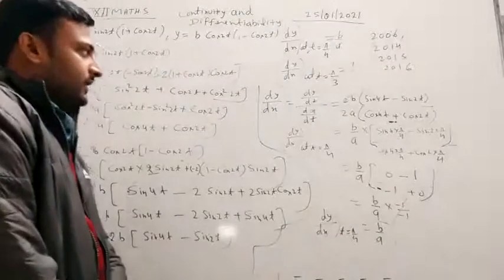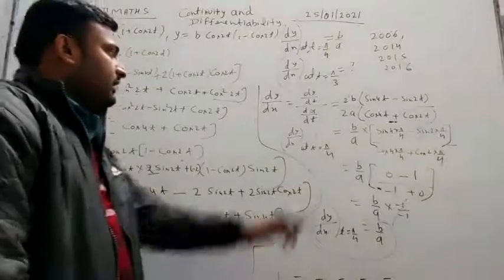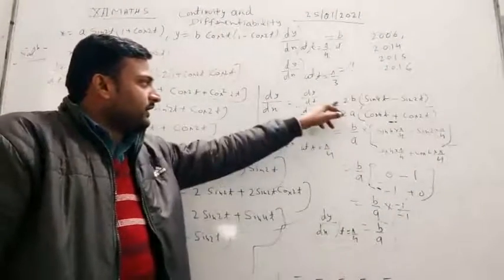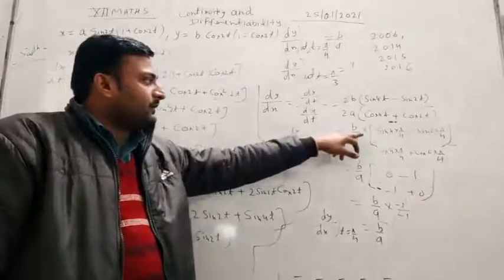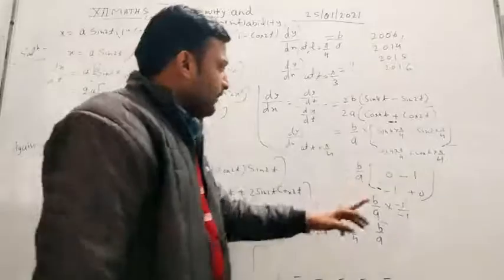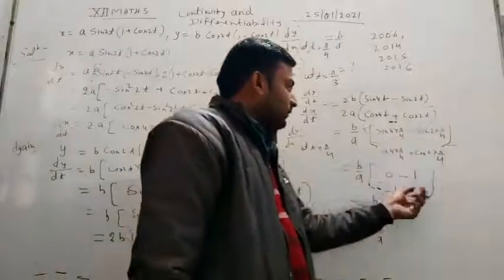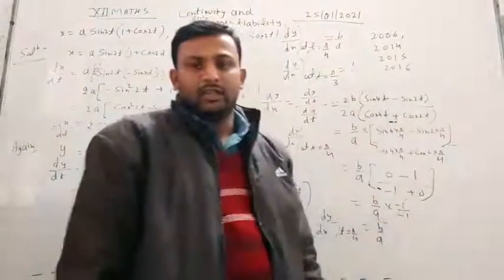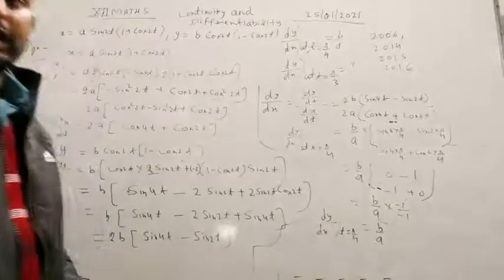Now we find dy by dx, which we can write as dy by dt upon dx upon dt. So we put the value, we get this is cancelled, and b by a, which is this. Now students, at t is pi by 4, we will put the values and we get b by a, which we have to prove. So I hope the first part is clear.